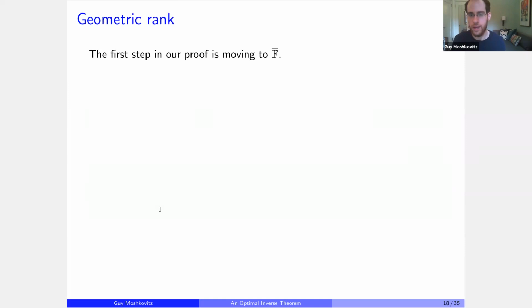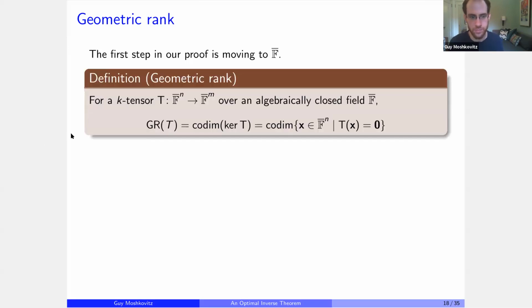But notice that, right, I'm talking here about analytic rank, but I'm also working over the algebraic closure. And that doesn't really make sense, right? Because analytic rank is by definition a notion over finite fields. There's no analytic rank for infinite fields. Luckily, there is a geometric analog of analytic rank that does the job for us. So this is called the geometric rank.